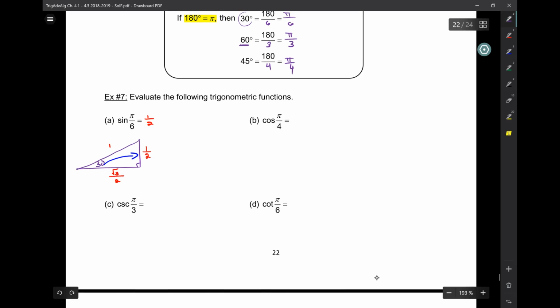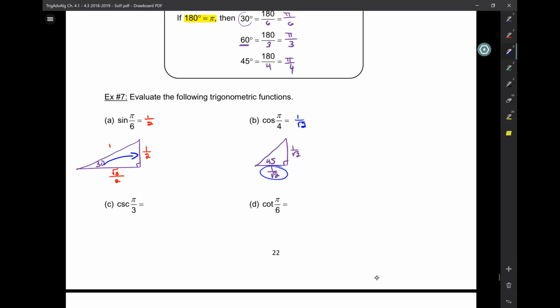How about cosine of pi over 4? That's the 45 degrees, and the two sides are 1 over root 2. So cosine would just be 1 over root 2. Don't you simplify that to root 2 over 2? You don't have to. You can. But remember, in trig, we don't have to do that anymore because we're older and wiser, and we are more privileged.